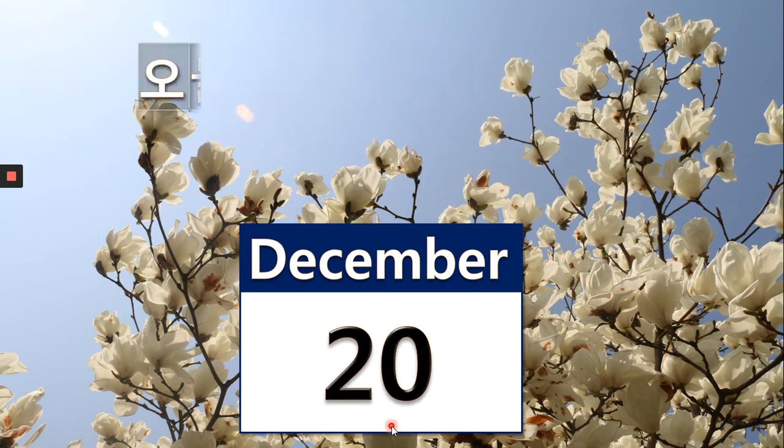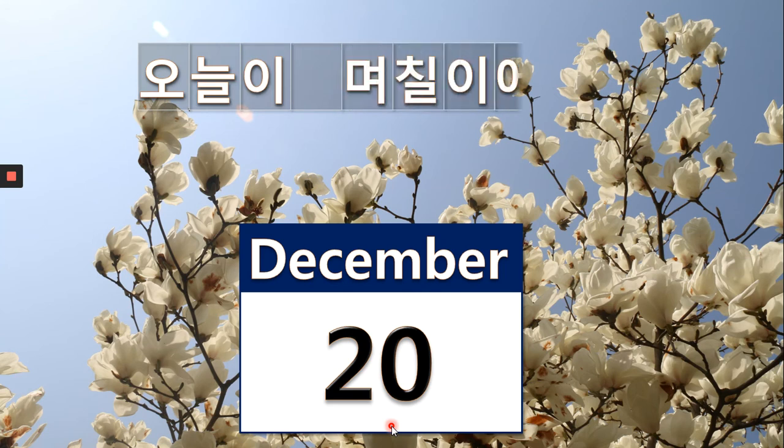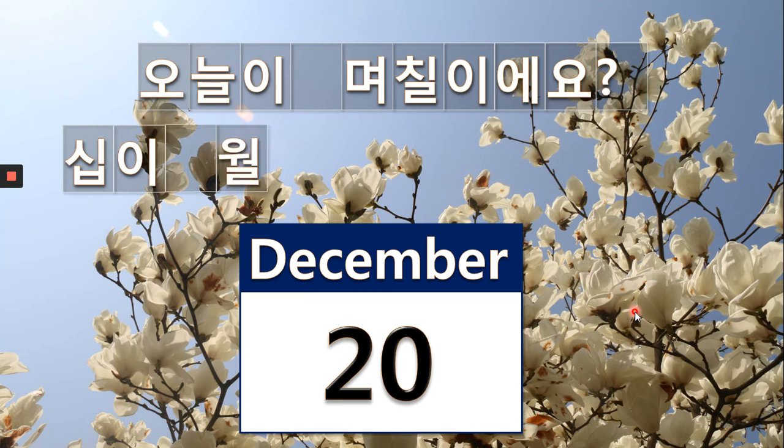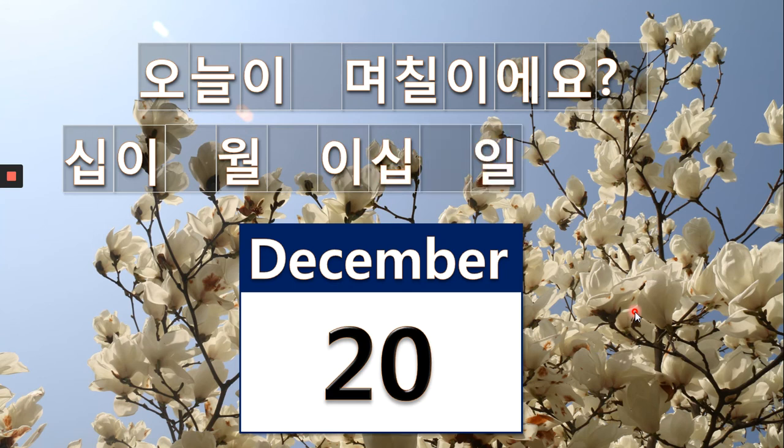December 20th. 오늘이, so what is the date today? 오늘이 며칠이에요? December. Do you remember? December is 12월. Okay, December, 12월, and 20, and day, 일. 12월 20일이에요. 오늘이 며칠이에요? 12월 20일이에요.